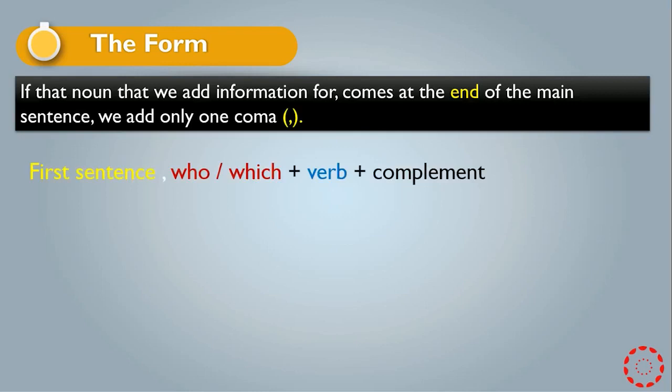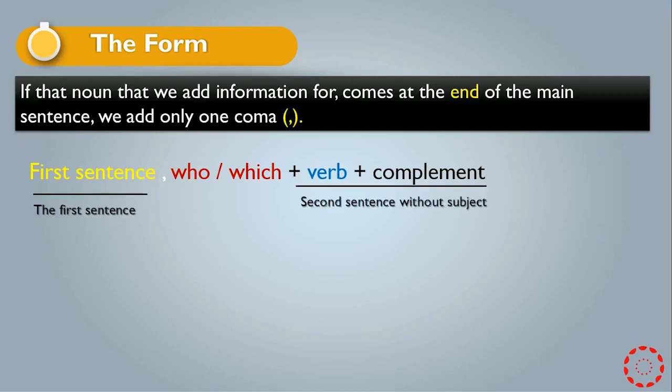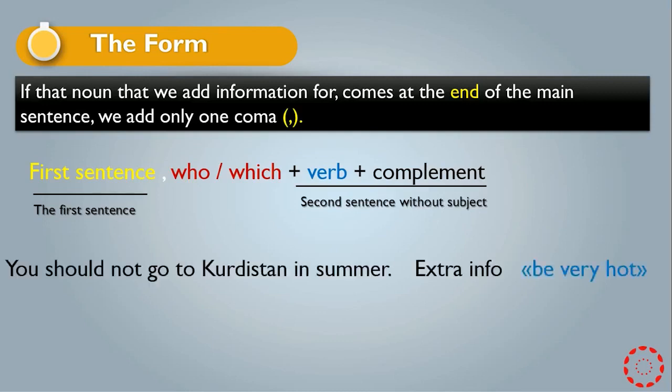So it became like that: first sentence, comma, who or which plus verb plus complement. We rewrite the first sentence, then the verb and complement of the second sentence, again without the subject. Second sentence without the subject. So we will just add one comma.